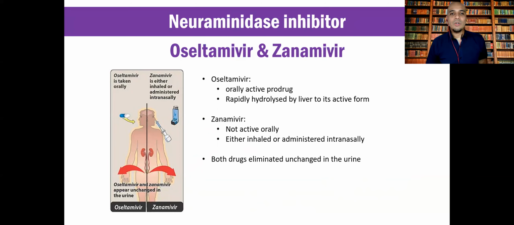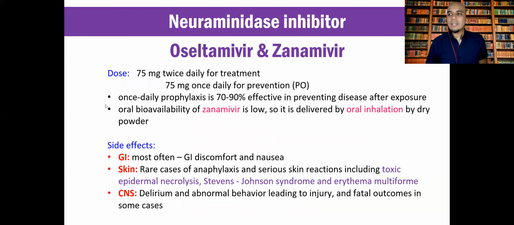Oseltamivir is an orally active prodrug in which it needs to be hydrolyzed to its active form by the liver before it can exert its actions. Meanwhile, zanamivir is not orally active, thus it needs to be inhaled or administered intranasally. Both drugs are eliminated unchanged in the urine. These drugs can be given as treatment or prophylaxis. The side effects are as stated in the slides. They include GI discomfort, anaphylactic skin reaction, and CNS symptoms.